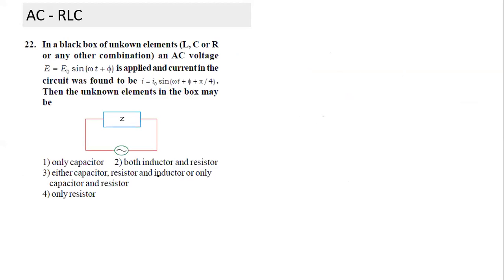Okay, let's look at the next. Oh, black box question. Okay. A black box of unknown elements is connected to an AC source, and the current in the circuit is found like this. What is the unknown element in the box? So all of you think for a minute.